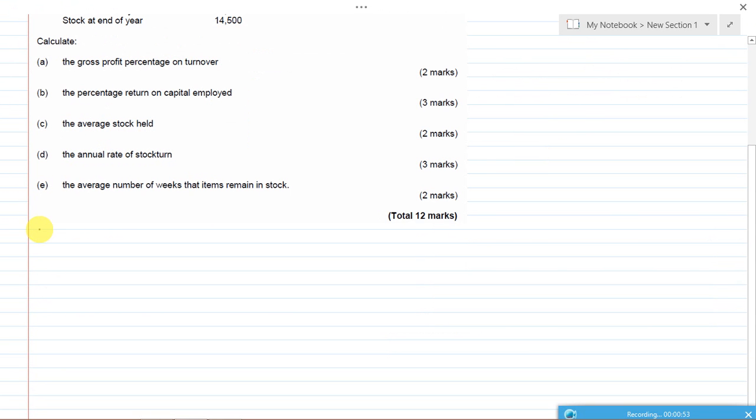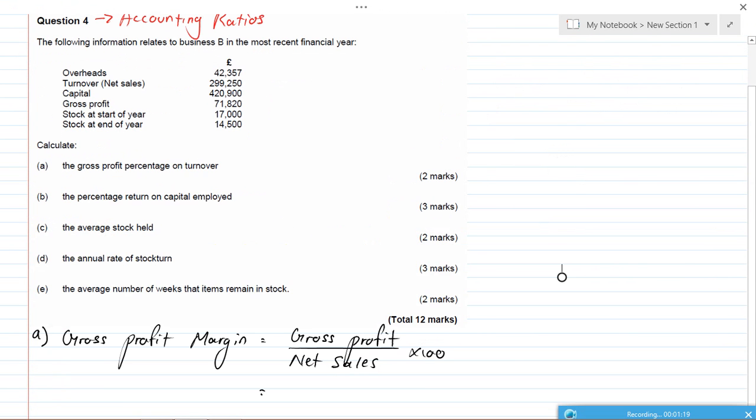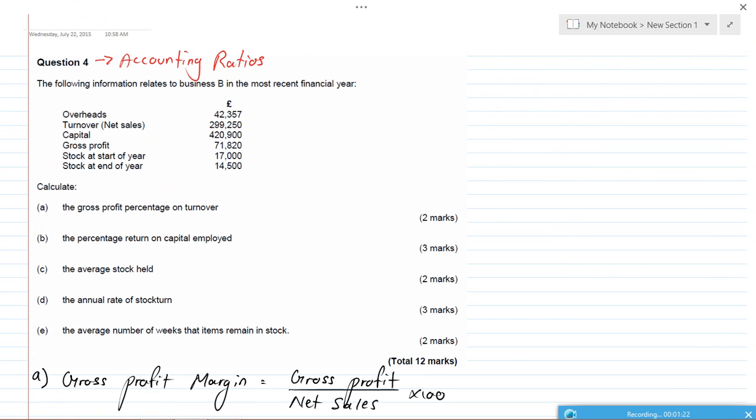So, gross profit percentage means is your gross profit margin, which is gross profit divided with what? Net sales times 100. So let's look at the information given over there. We have overhead, we have turnover, in a bracket they put it over there, net sales. So they already calculate for us the net sales. So therefore we no need to do the breakdown for the what? Net sales. Yeah. No working for net sales.